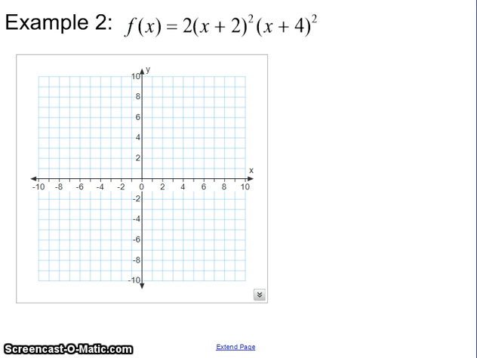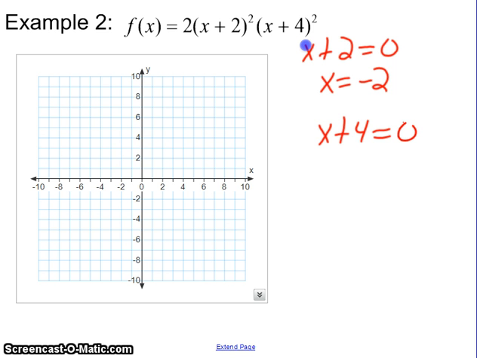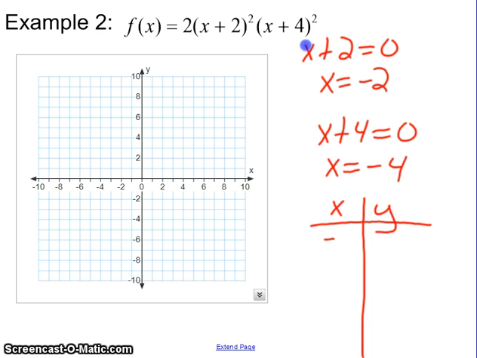All right, I'm going to do another example. This time more quickly because I've already explained the vocabulary and the basics here. I've got the factor x plus 2 equals 0 gives me x equals negative 2. The factor x plus 4 set equal to 0 gives me x equals negative 4. So I'm going to make a table of xy coordinates. I've got a point at (-2, 0) and a point at (-4, 0).